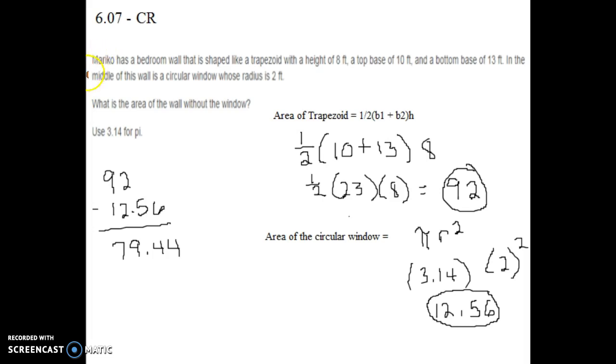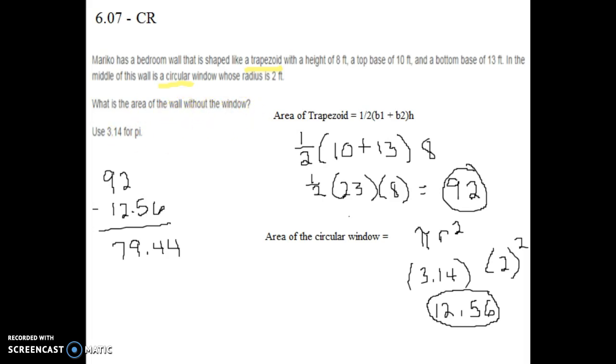get full credit. So this one says Marco has a bedroom wall that is shaped like a trapezoid. So that's important. We need a trapezoid with a height of 8 foot, a top base of 10, a bottom base of 13, and in the middle of the wall is a circular window. So that's another important word there, circular, whose radius is 2 foot. What is the area of the wall without the window?